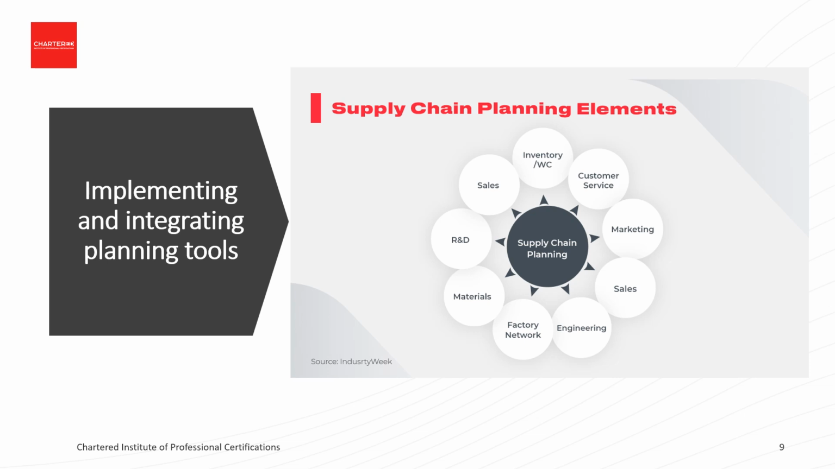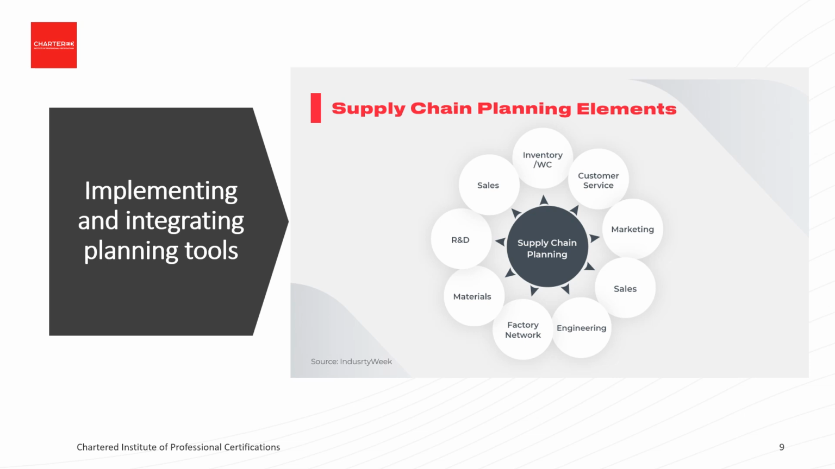Now, supply chain planning is a comprehensive process that involves several key elements, including sales, customer service, engineering, and more. Each of these elements plays a crucial role in ensuring that the supply chain operates efficiently and effectively.